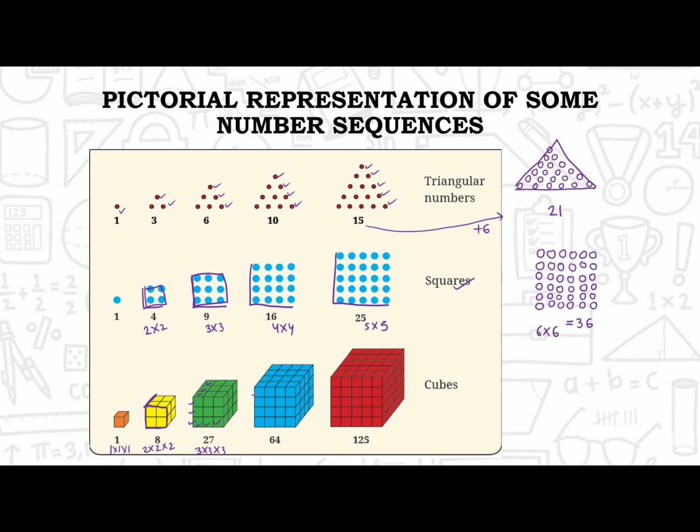Here we have 1, 2, 3, 4, then 1, 2, 3, 4, and this side also 1, 2, 3, 4. So you can say 4 into 4 into 4. Here again 1, 2, 3, 4, 5, in each direction. That means 5 into 5 into 5. So next will be 6 into 6 into 6. You can say 216. So I will draw that.